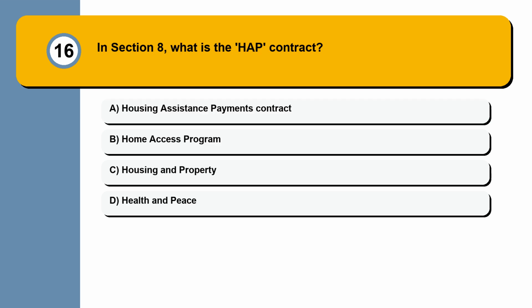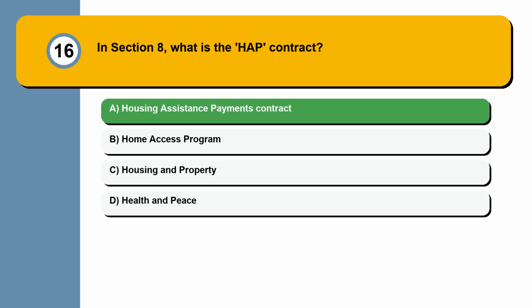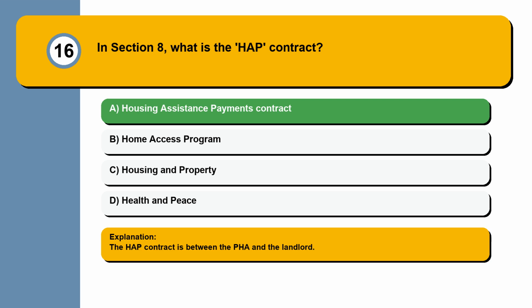Question 16. In Section 8, what is the HAP contract? Housing Assistance Payments Contract, Home Access Program, Housing and Property, Health and Peace. The HAP contract is between the PHA and the landlord.